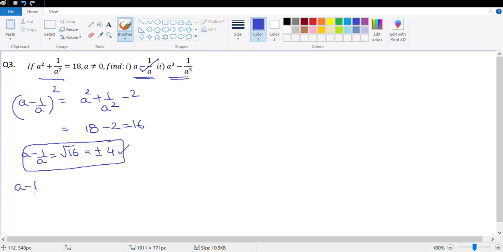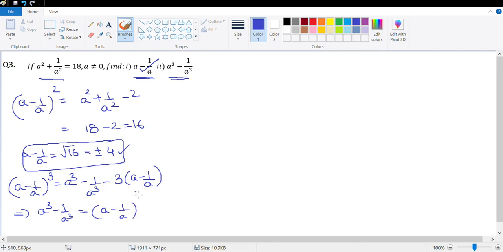Relationship we know is a minus 1 upon a the whole cube is equal to a cube minus 1 upon a cube minus 3 times a minus 1 upon a. Let's make a cube minus 1 upon a cube the subject. So this would become a minus 1 upon a the whole cube plus 3 times a minus 1 upon a. So a cube minus 1 upon a cube will be equal to a minus 1 upon a is plus or minus 4 cube plus 3 times plus or minus 4.